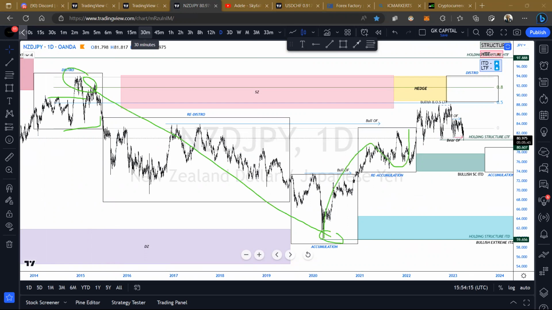And then now we're just coming up. So we'll see. If price comes up into here, I would sell. Price comes down into here, I'll look for a buy opportunity, but with low risk because that's now a hedge.